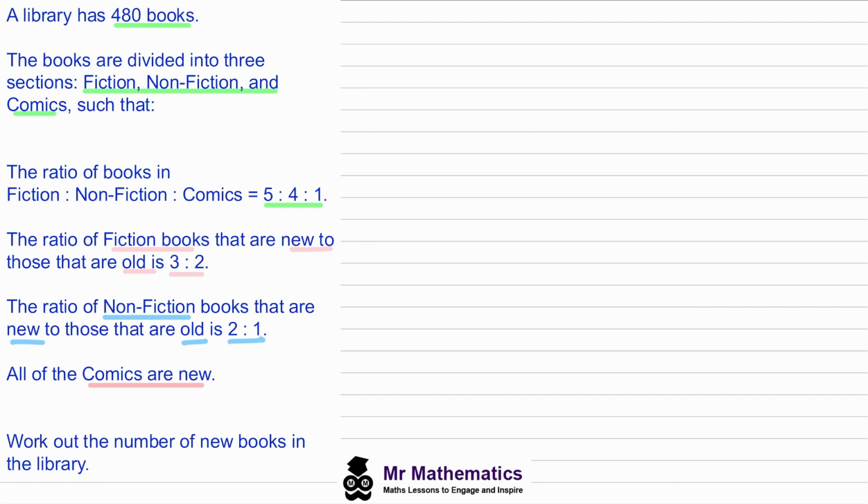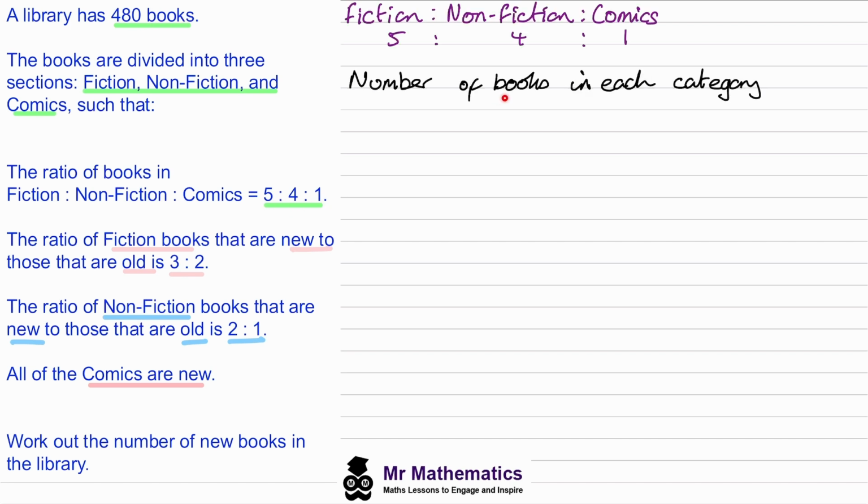So the first thing we need to do is to work out how many books are in each of these categories. And if we've got 480 books in total, then we can share these by this ratio. So to work out the total number of books in each category, we need to find the total number of shares. And we can get this by adding up the 5, the 4 and the 1. So there'll be 10 shares in total.